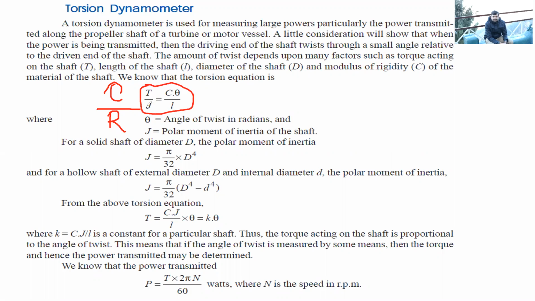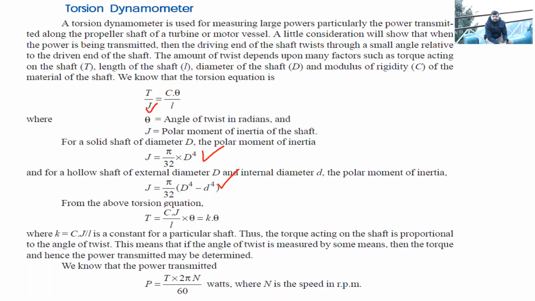T is the torque, J is the polar moment of inertia, C is the modulus of rigidity, which is constant for a material. Theta is the angle of twist in radians, and L is the length of the shaft which is taken into consideration. J is the quantity dependent on the cross section, a sectional property. For a solid shaft, J will be pi by 32 d raised to power 4. For a hollow shaft, it will be pi by 32 times D raised to power 4 minus d raised to power 4. From here we can see that T is equal to C into J upon L multiplied by theta.